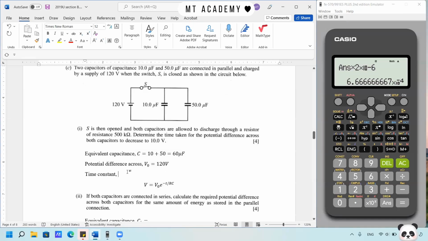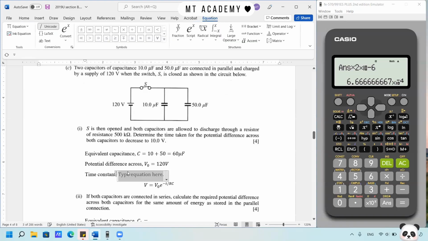And as for the time constant, we learned that it is equal to RC, and we have the resistance of 500 kilo ohm multiply the 60 micro. So we have kilo and micro, so 500 kilo multiply 60 micro, and you have 30 seconds. So now we have all the information ready.